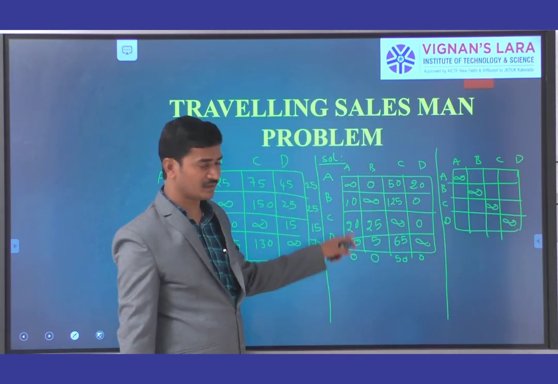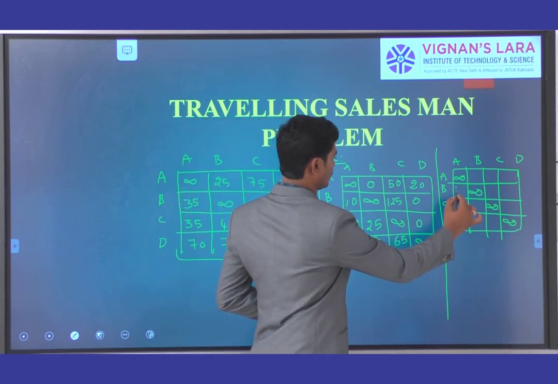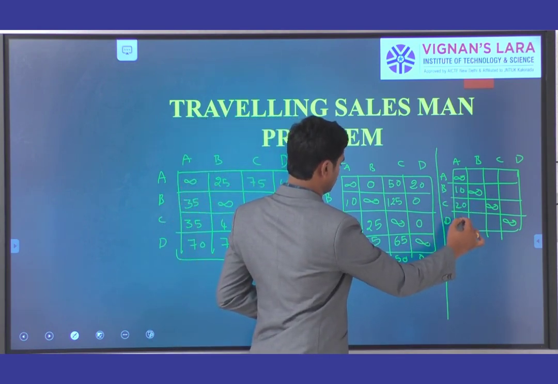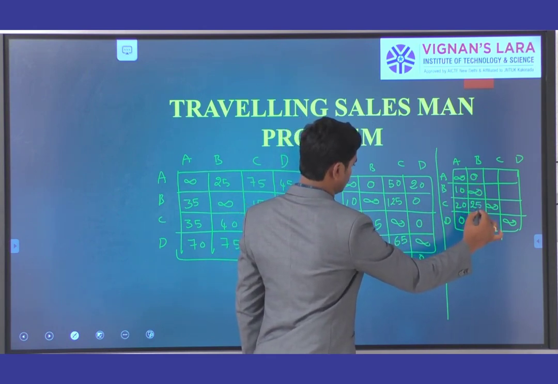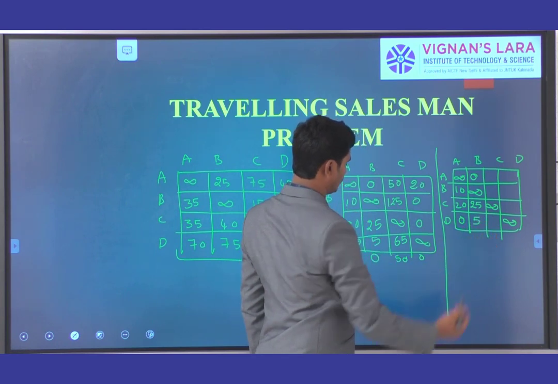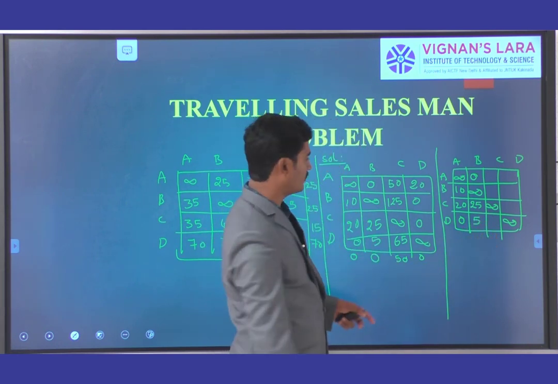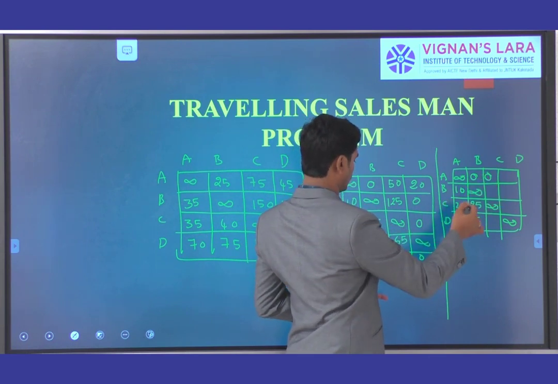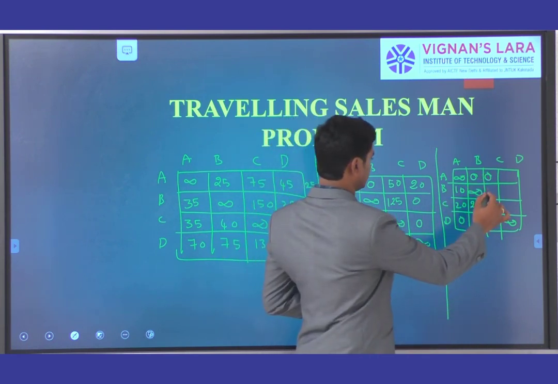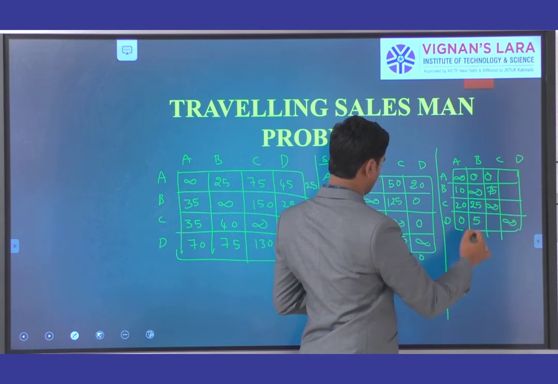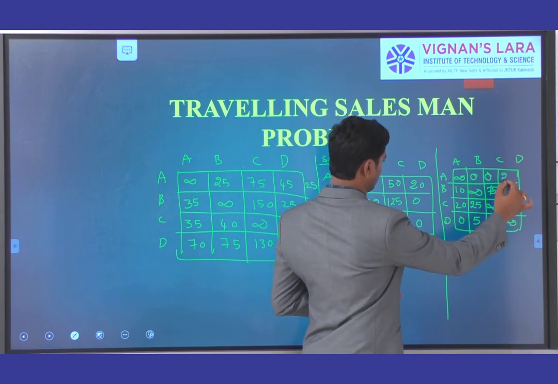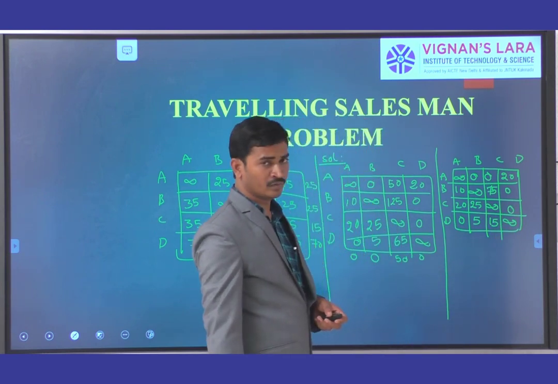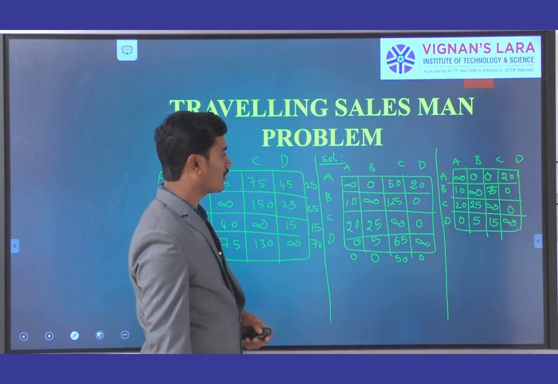Coming to the first column, here we have 0, so there is no change in these values. 10, 20, 0. Here also we have 0, so here also we don't have any change. 0, 25, 5. Next here 50 is the minimum. So 50 minus 50, 0. 125 minus 50, 75. And here 65 minus 50, 50. Next here there is no change. 20, 0, 0. Now we are going to do the row scanning and column scanning.